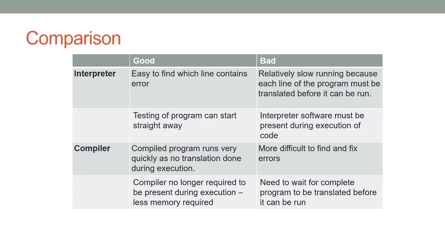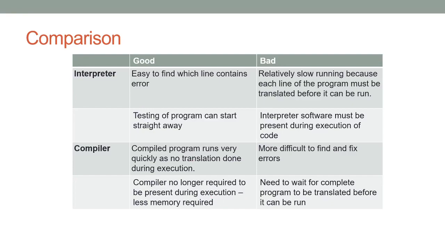Compiler, like I said, it's very slow the first time you do it, but once you've got all the errors out, once you've got all the kinks straightened out, it is very fast. It runs very quickly because once it's been compiled, you don't need to even look at the code anymore. Well, you do, but you don't need to look at it in that context. And it doesn't need to be there. You don't need Python open or anything.